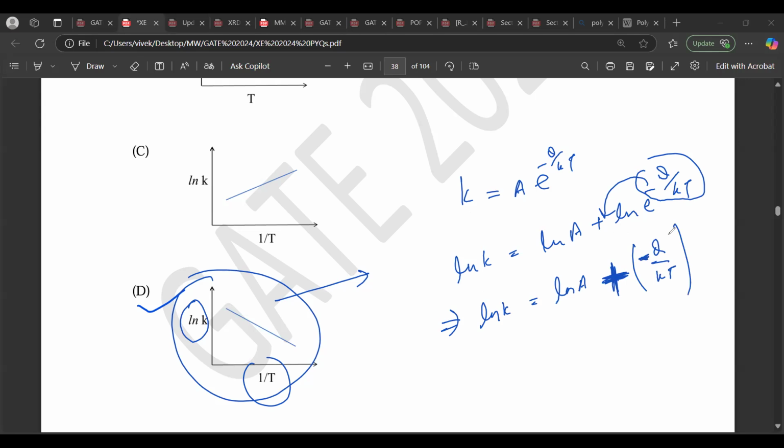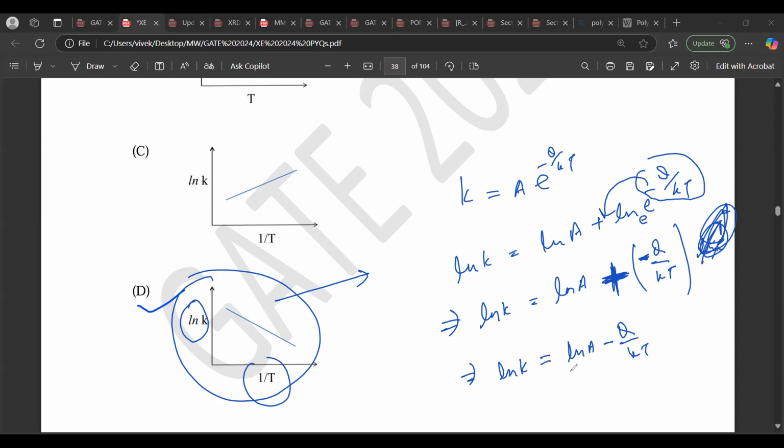That's it. ln e is just 1, right? ln e is just 1 because the base is also e, and e is also e. So ln e with base e is 1, right? Or log 10 with base 10 is 1, right? So our final answer is ln k equals ln A, and plus, you can write minus also, no?